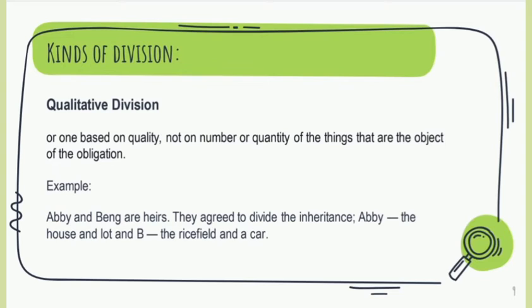So there are three kinds of division. The first one is qualitative division, or one based on quality, not on number or quantity of the things that are the object of the obligation. So from the word itself, quality, so nakabase siya sa total features or characteristic ng isang bagay. So for example, si Abby and Beng ay tagapagmana and nag-agree sila na i-divide nila yung na-inherit nila na house and lot, rice field, and car. So ang napunta kay Abby ay yung house and lot and yung napunta kay Beng is yung rice field and yung kotse.